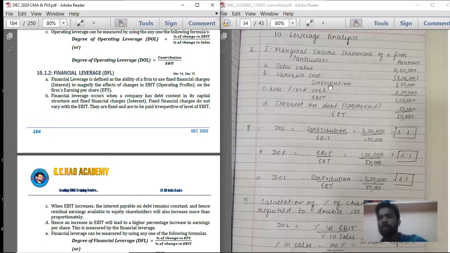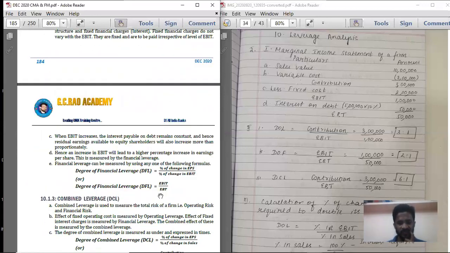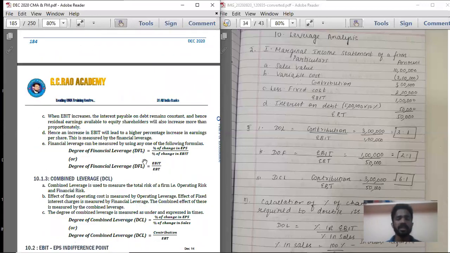Simply, you just go from top to bottom. Contribution divided by EBIT will give the degree of operating leverage, and EBIT divided by EBT will give the degree of financial leverage. That's all. So EBIT divided by EBT is the financial leverage. And next, the last one is combined leverage. Combined leverage is nothing but the summation of both: percentage of change in EPS divided by percentage of change in sales. That's all. You just remember this.